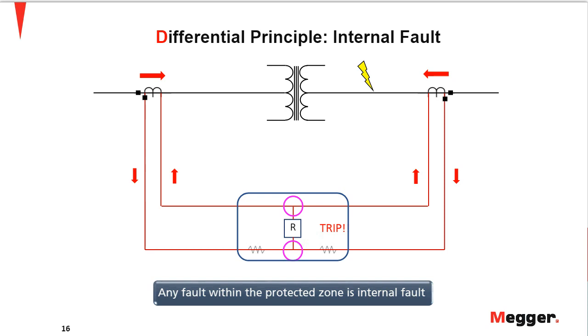So as long as the condition is satisfied in the relay, wherein I operate is higher than your restraint calculation with the K factor, the relay would be tripping on the differential because this is a true internal fault.